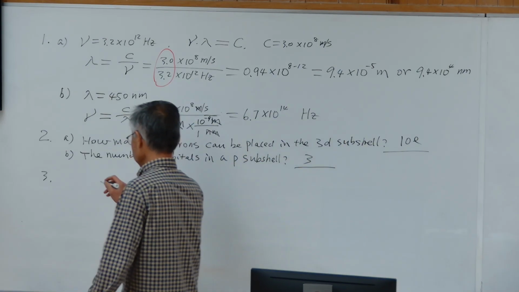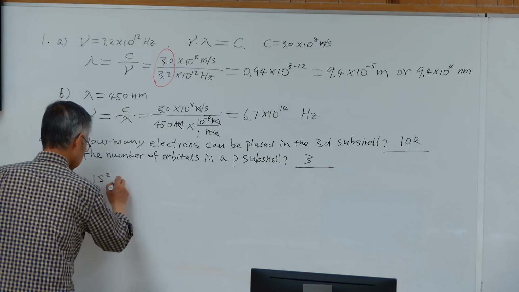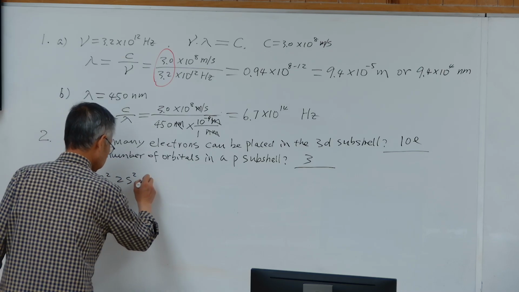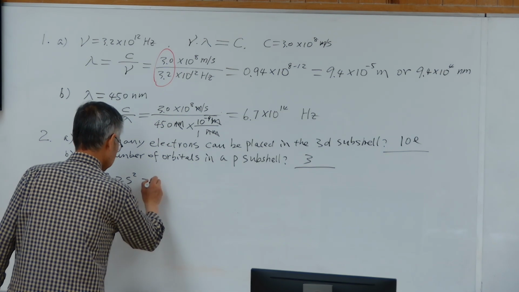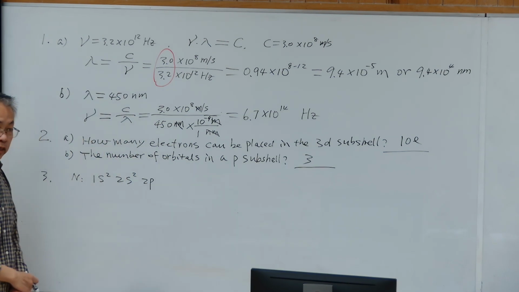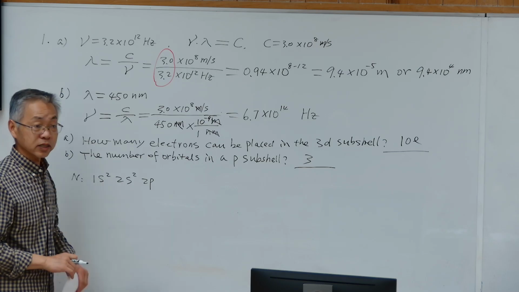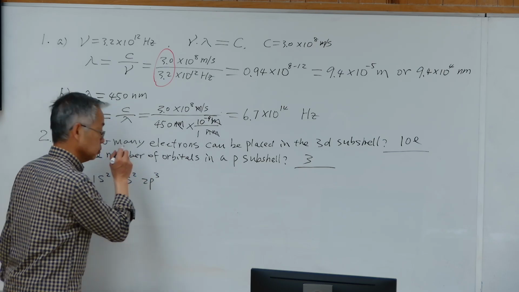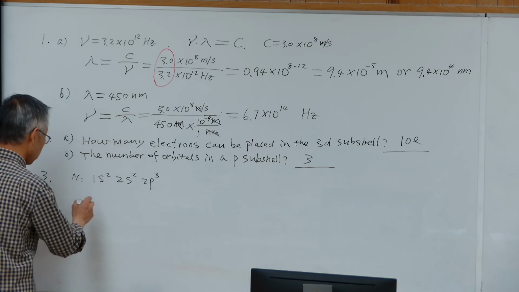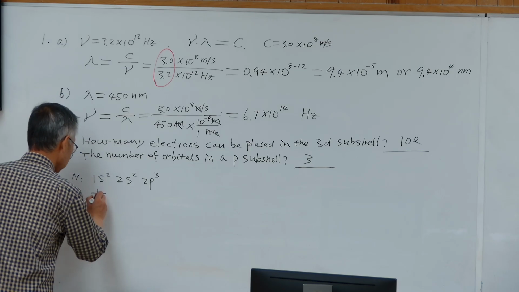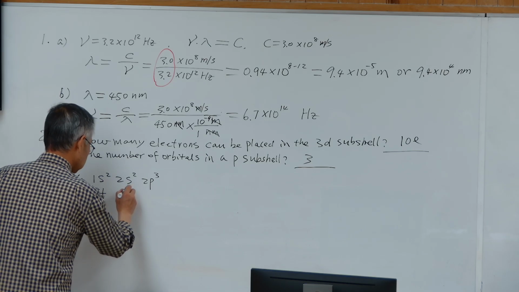For nitrogen, we can write electron configurations 1s2, 2s2, then 2p. How many electrons here? Total 7, we already have 4, then only 3 left, right? So you only have 3 left. Then what is the orbital diagram? So this is 1 orbital, 2 electrons. 1 orbital, 2 electrons.